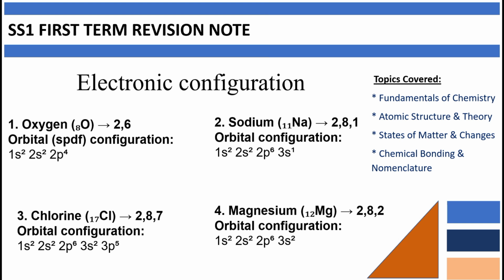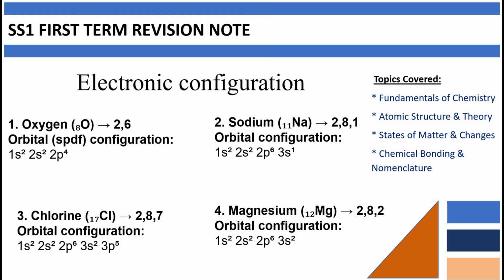So if we want to convert this SPDF to the K-shell notation, we are looking at the energy level. For oxygen, in energy level 1, we have only 2 electrons. But in energy level 2, where we have 2s and 2p, we have 2 electrons and 4 electrons joined together to give us 6 electrons. If we do the same thing with sodium, chlorine, and magnesium, we are going to have 2,8,1; 2,8,7; 2,8,2 respectively.